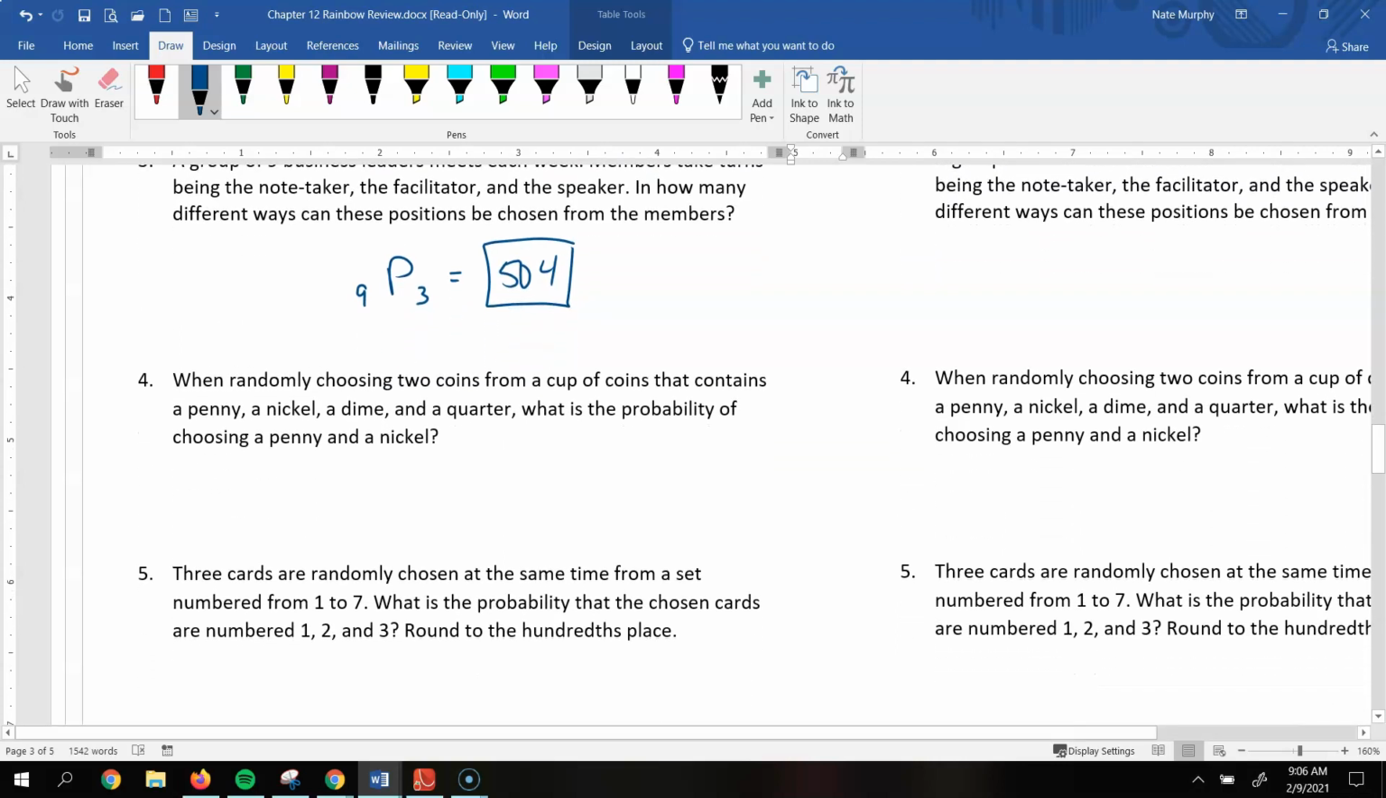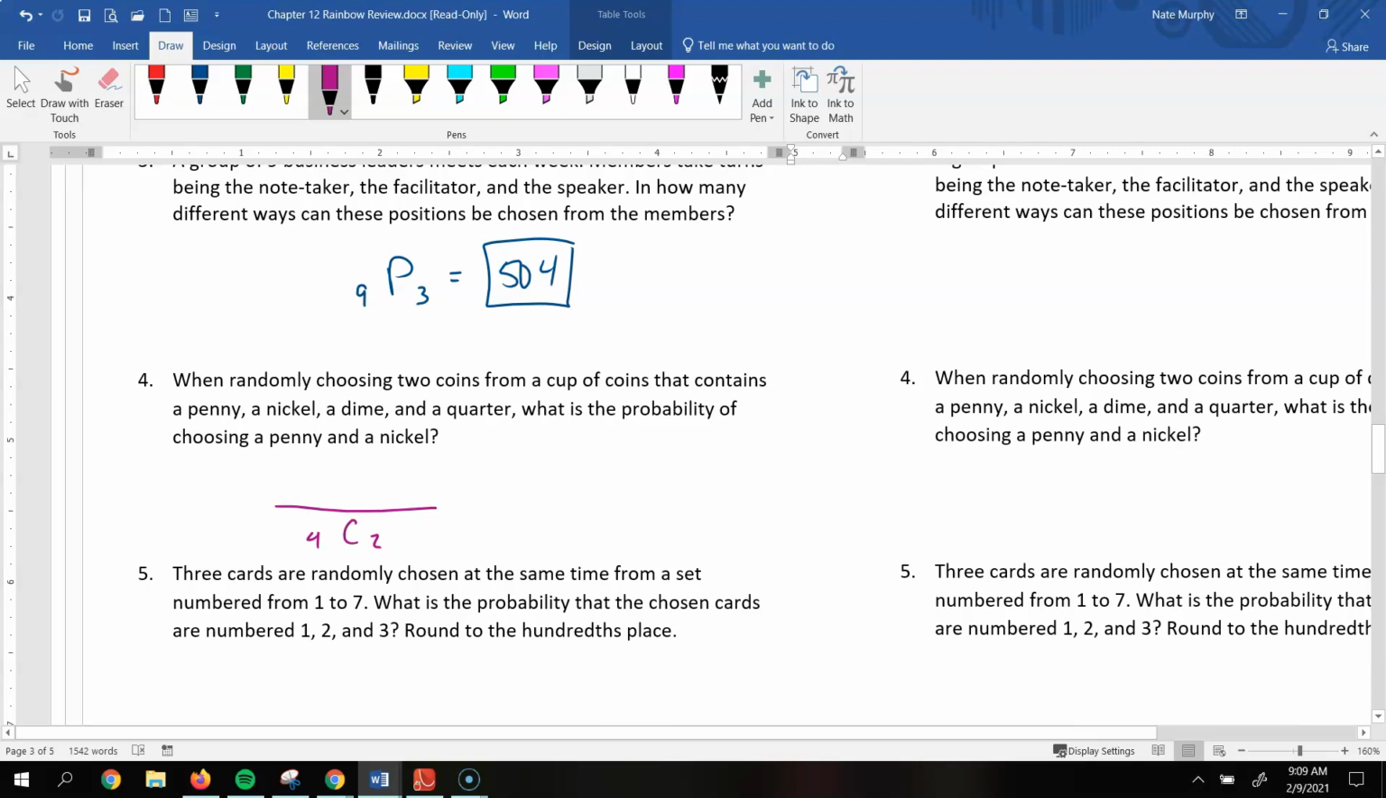Number 4, when randomly choosing 2 coins from a cup of coins that contain a penny, a nickel, a dime, and a quarter, what is the probability of choosing a penny and a nickel? All right, so since we're dealing with a probability, I'm going to set this up as a fraction. Our denominator doesn't care about anything specific. Our denominator just looks at the total. So we have 4 coins, and we're going to be choosing 2 of them. Okay, that's all our denominator worries about.